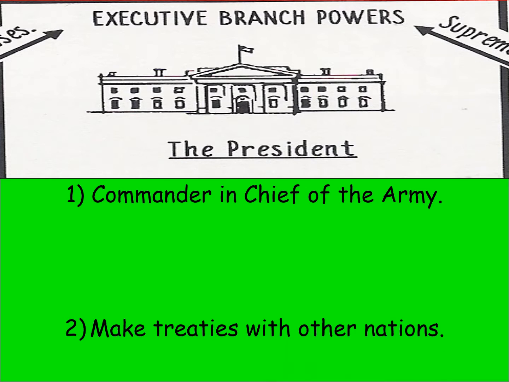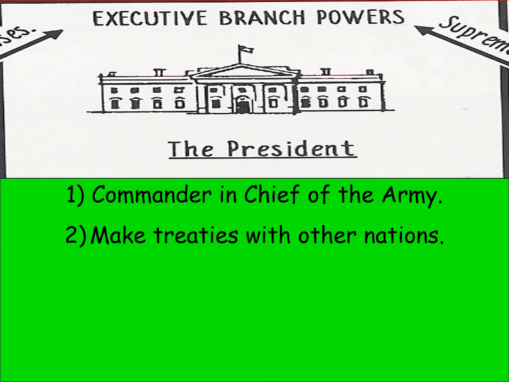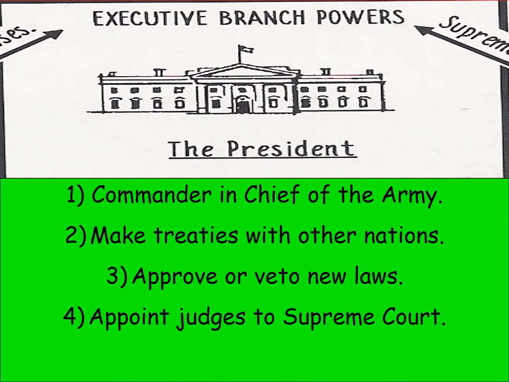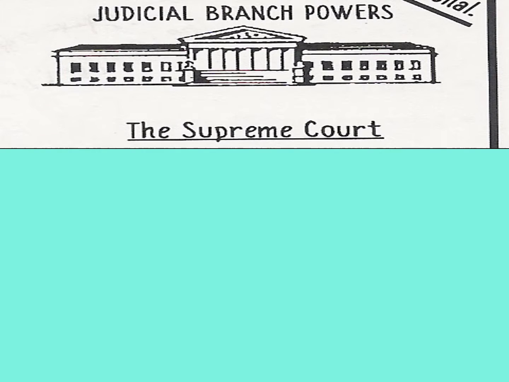Now here, guys, we have the executive branch. That's where the president is. That's the commander-in-chief of the army. He also makes treaties with other nations. He's basically the face of America. He also approves or vetoes new laws. And he appoints judges to the Supreme Court. Right now at this time, guys, we have 8 judges. So as soon as Donald Trump is placed in office, he will nominate someone. And then from there, it has to go to the legislative branch and they have to approve it.